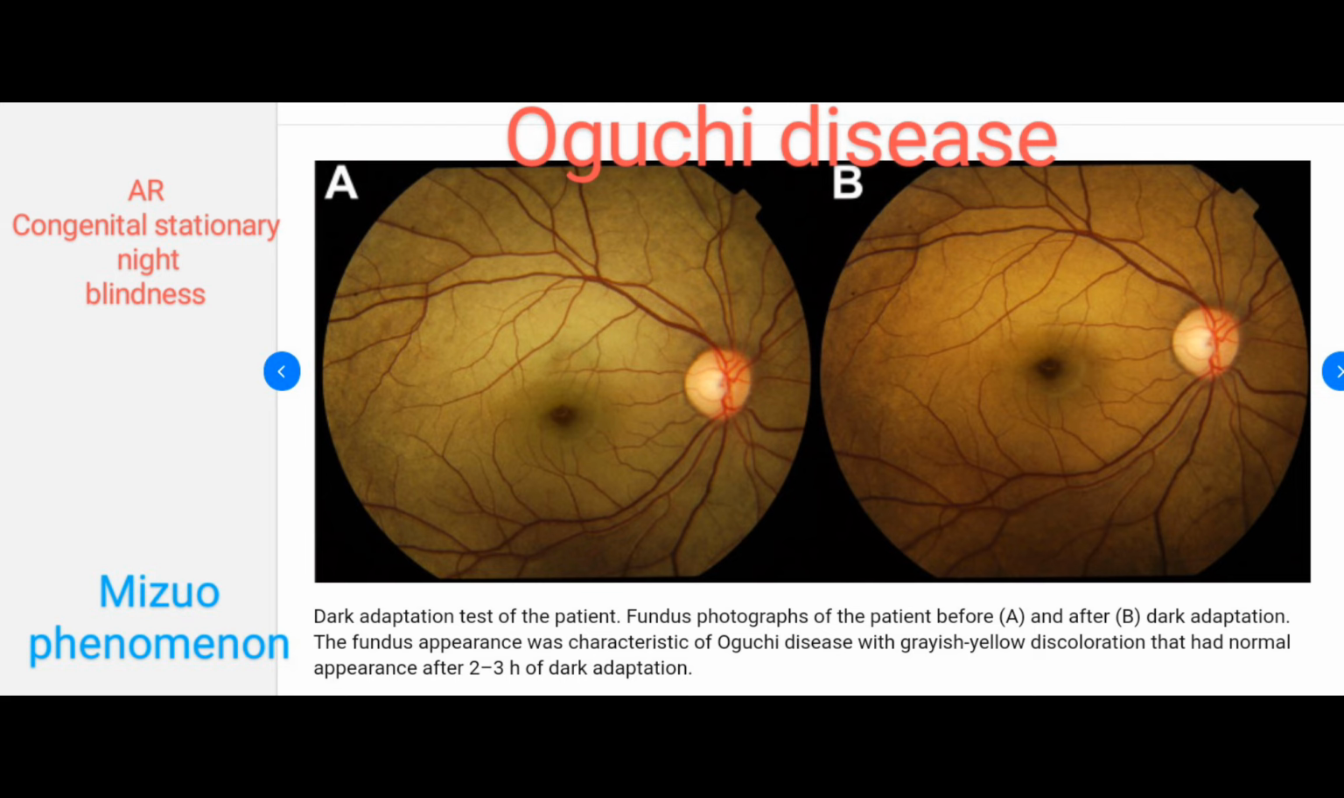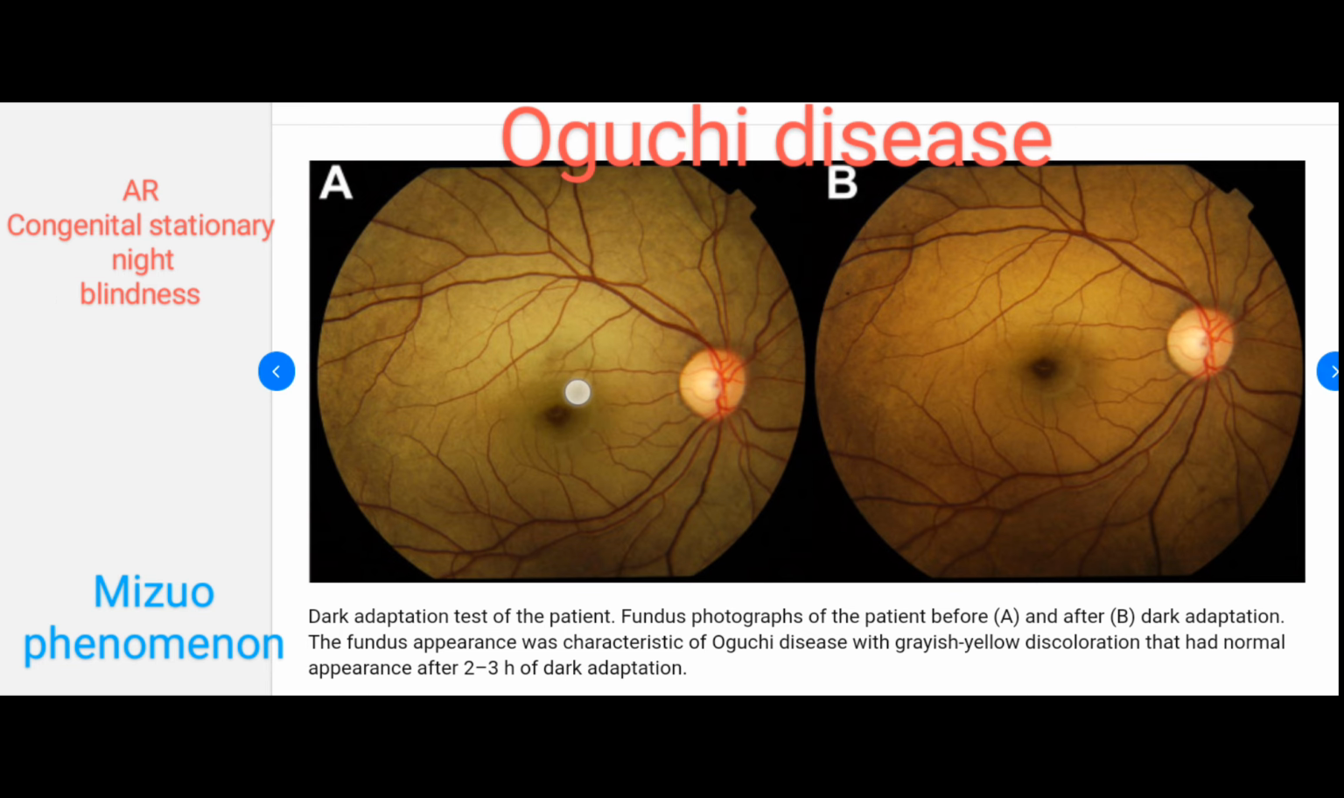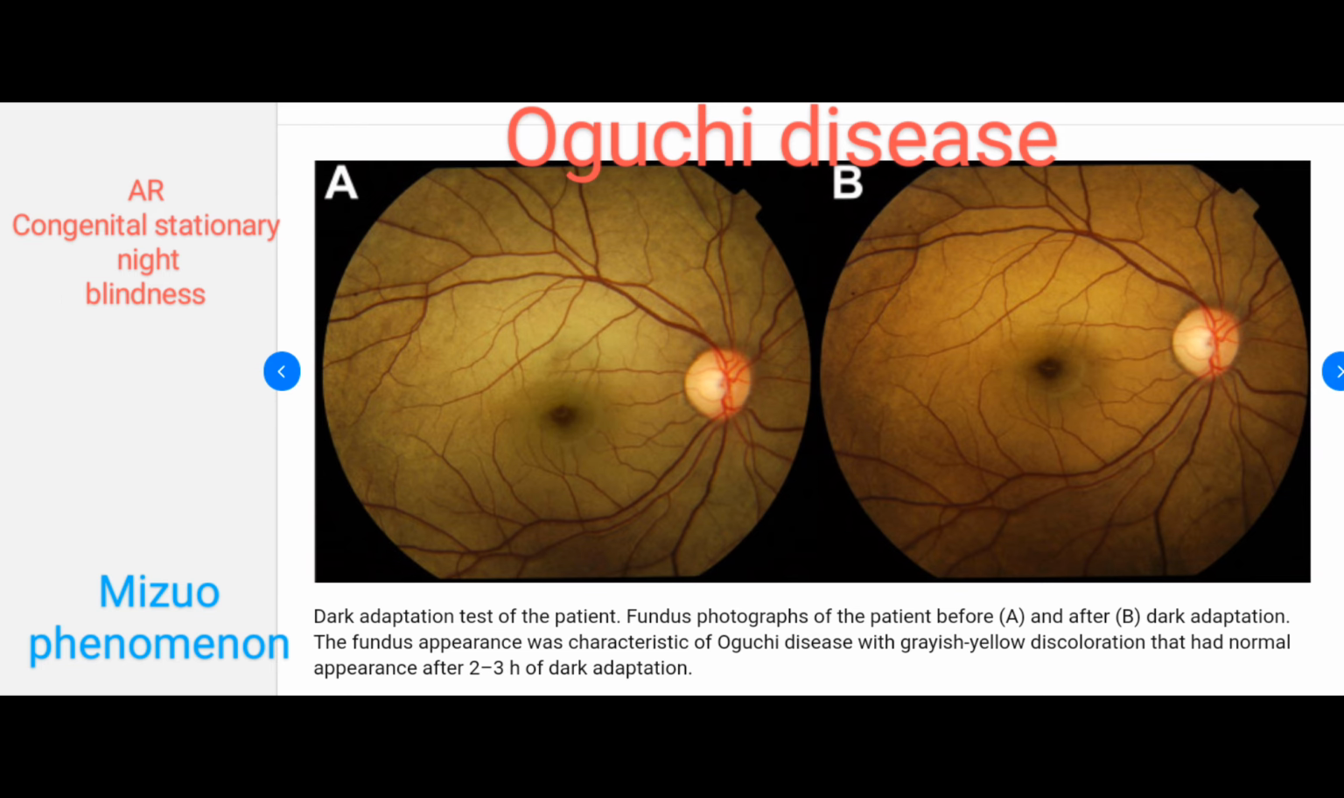In the dark adaptation, we will see the fundus photograph of the patient. In the first one, in the A image before and in the B after the adaptation. The fundus appearance was characteristic of Oguchi disease with grayish yellow discoloration that had normal appearance after 2 to 3 hours of dark adaptation. Before the dark adaptation, the fundus will be appearing grayish yellow. Here in the first image, it is grayish yellow, and after some time, it becomes normal colored. This is known as Mizuo's phenomenon, and it is seen in Oguchi's disease.